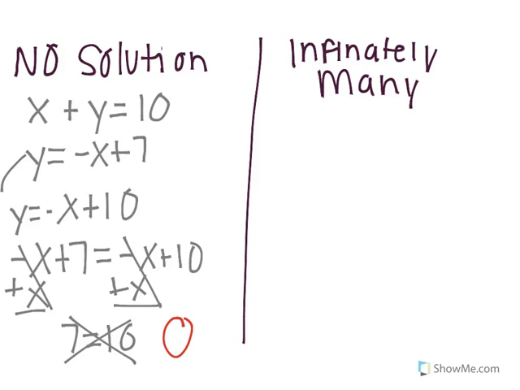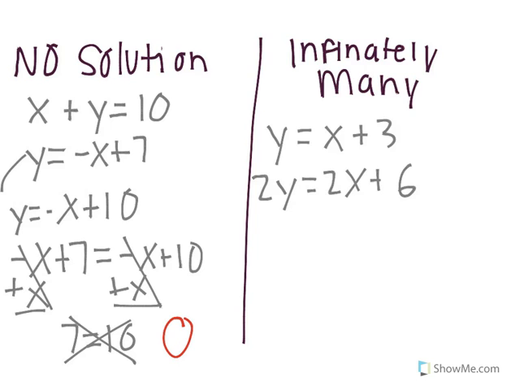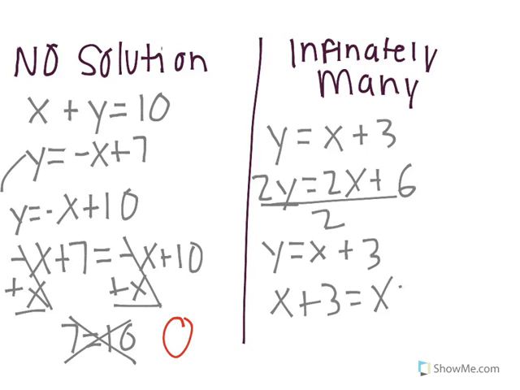Now let's look on the flip side. If I have y is equal to x plus 3 and 2y is equal to 2x plus 6. Let's once again solve this by substitution. Let's get y by itself over here. Let's divide it all by 2. So I'm going to end up with y equals x plus 3. And now let's set them equal to each other. X plus 3 is equal to x plus 3.